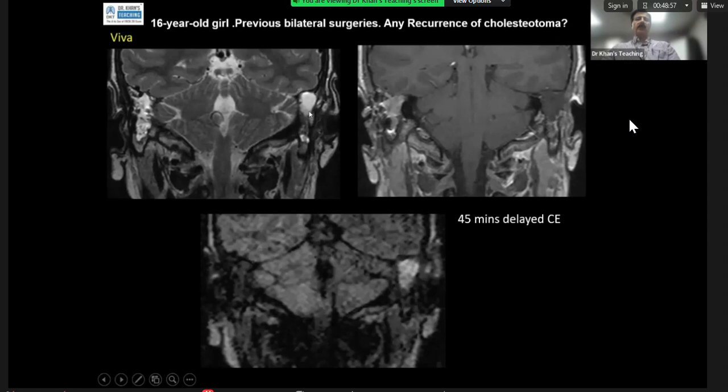Now this is bilateral, so I want you to tackle right and left. Let me describe. This is a 16-year-old with previous bilateral surgeries, any cholesteatoma? First of all, tell us what is happening on the right. Just concentrate on the right, and then I will ask you the left. Over to you.